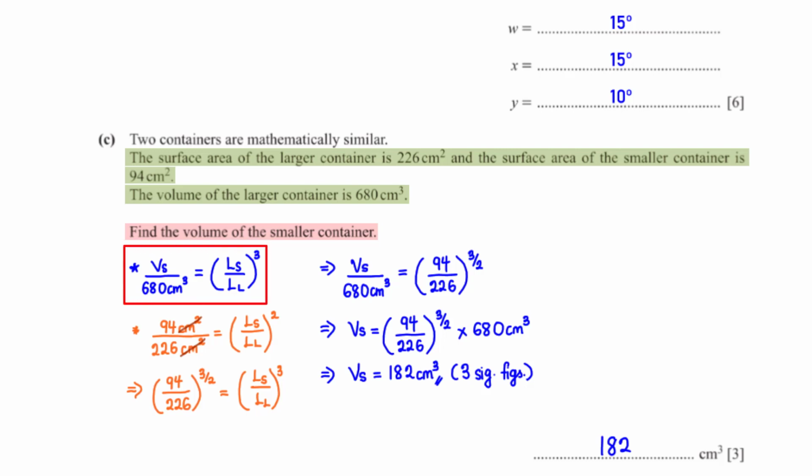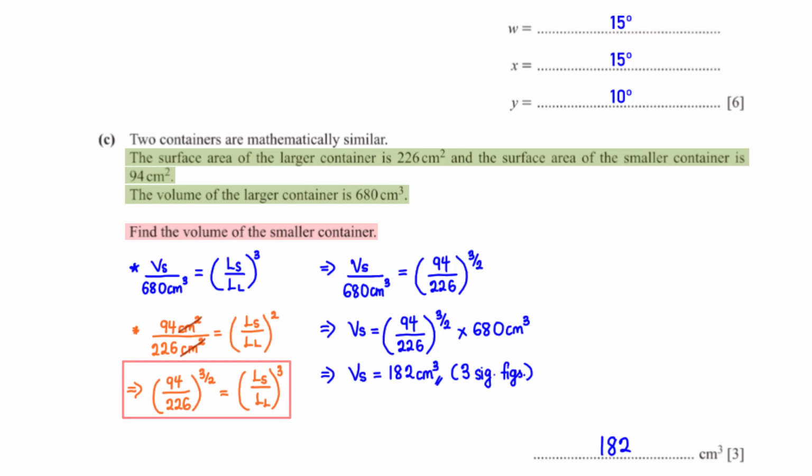For similar containers, the ratio of their volumes must be equal to the cube of the ratio of their corresponding sides. We've not been given the sides of the containers, but we also know that the ratio of their areas must be equal to the square of the ratio of their corresponding sides. We want to get the cube of the ratio of their sides, so we take the power of 3/2 to both sides, and this is what we get.